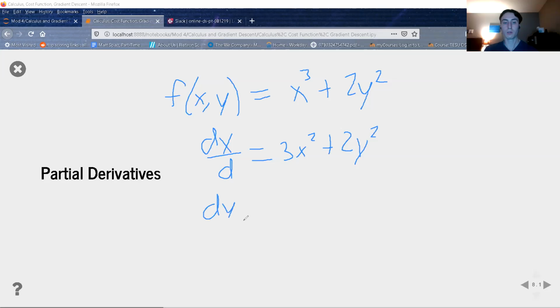Similarly, if we wanted the derivative with respect to y, we would keep the x term as it is, and then just find the derivative of wherever we have a y. So plus 4y. So in that way, you get two different derivatives. It's just with respect to the two different variables in our function.